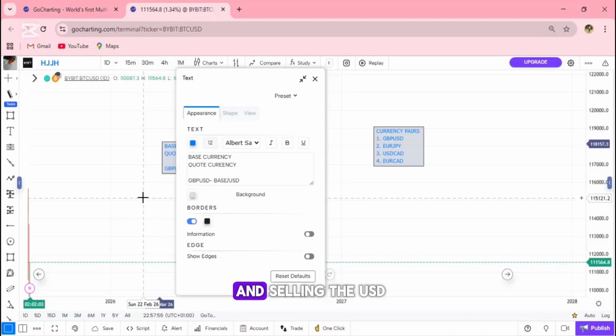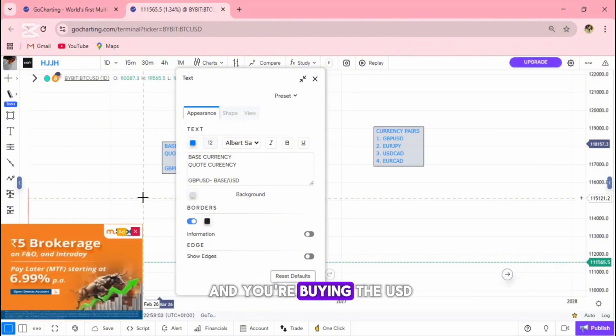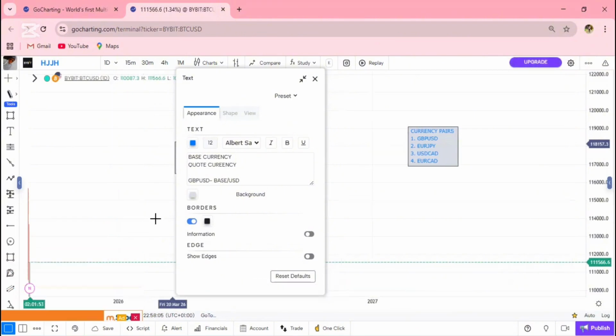You are buying the GBP and selling the USD. If you are selling the GBP/USD, automatically you are selling the GBP and you are buying the USD. I hope it's clear now.